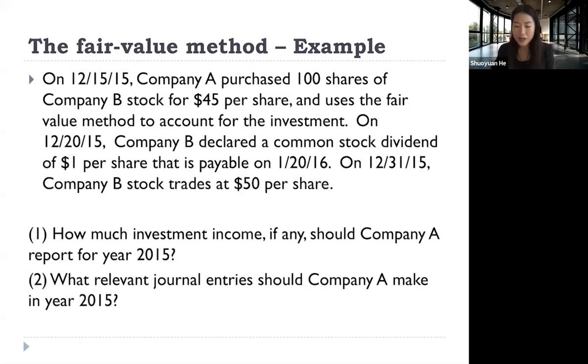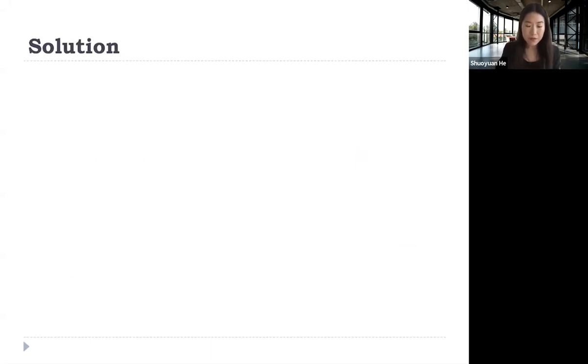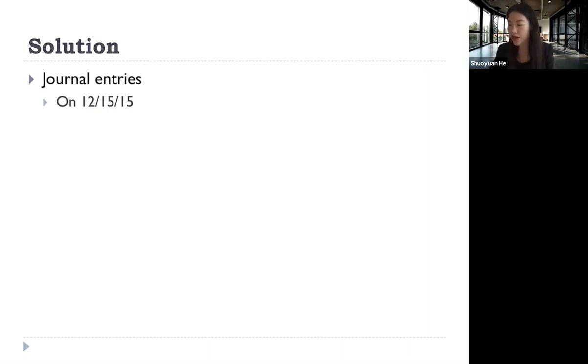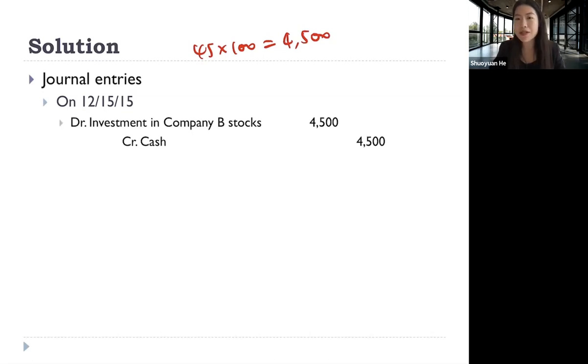So first of all, what are the journal entries here? On December 15th, 2015, when Company A purchased 100 shares of Company B stock for $45 per share, from Company A's perspective, it is giving out cash of 45 per share multiplied by 100 shares. So that's 4,500. So the journal entry is to debit investment in Company B stock for 4,500, credit cash for 4,500.